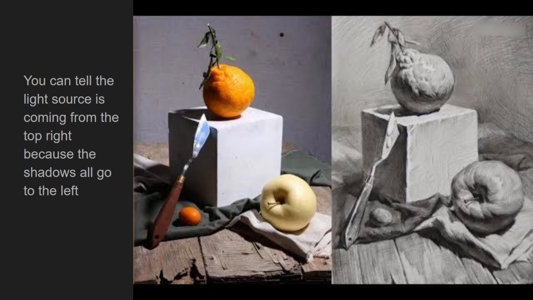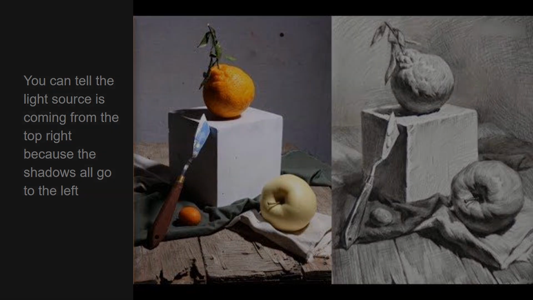This is a still life, like what you might do as a drawing or painting, and it shows the light source and shadows really well. You can see that the light source is obviously coming from the top right because that's where all the highlights are, and all the shadows go off to the left. That consistency in the direction of the shadows is really important in making a drawing look believable and visually pleasing.